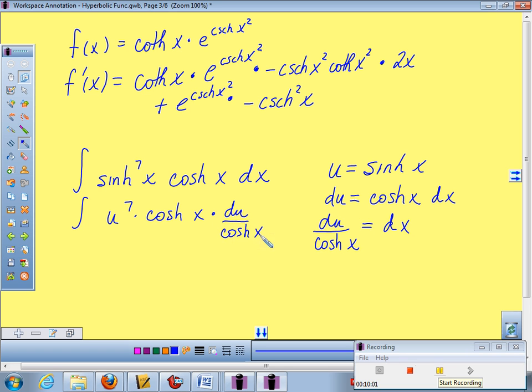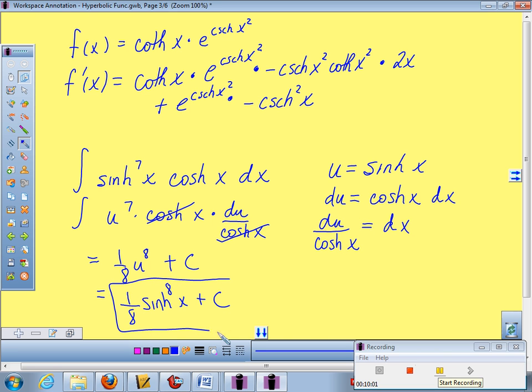Once I substitute that in there, it beautifully cancels. And I only have to integrate u to the 7th, which will be 1/8 u to the 8th. Don't forget your plus c. And then finally put your substitution back in, so we actually have 1/8 times the hyperbolic sine to the 8th power of x plus c. Once again, good practice on your basic skills.